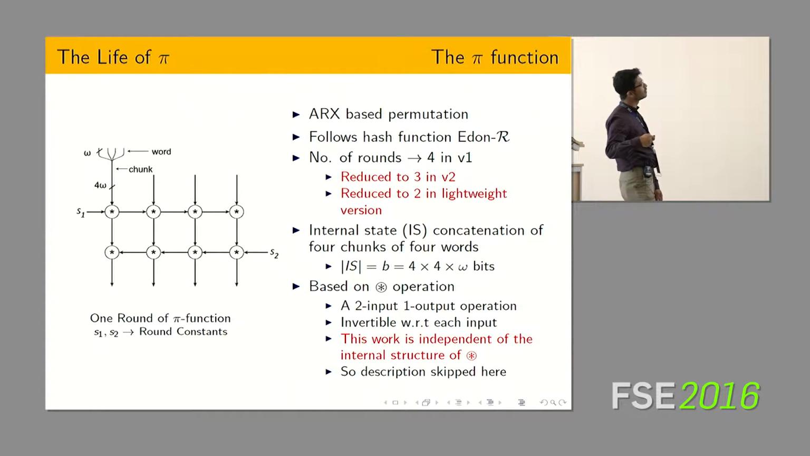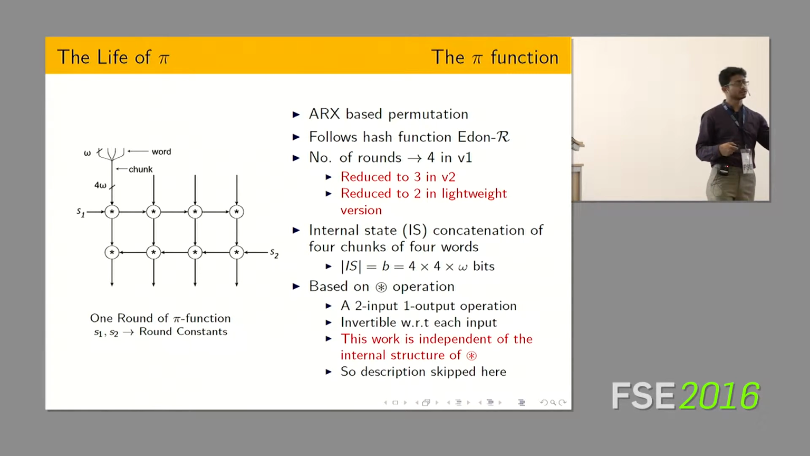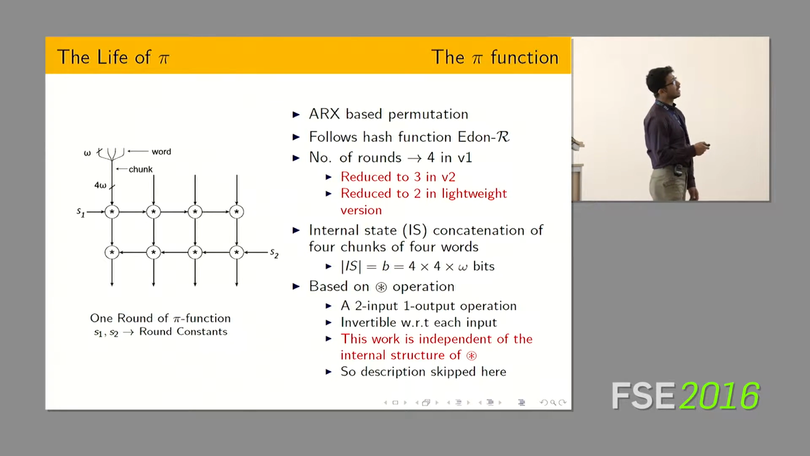So this is one round of the Pi function, and these are the round constants, and it is iterated. It's an ARX-based design, which is actually based on a hash function proposed by a couple of designers of the same team. The first version of the Cipher had 4 rounds, which were reduced to 3 in the second version, and in the lightweight version they were reduced to 2. So these were the decisions taken by the designers.